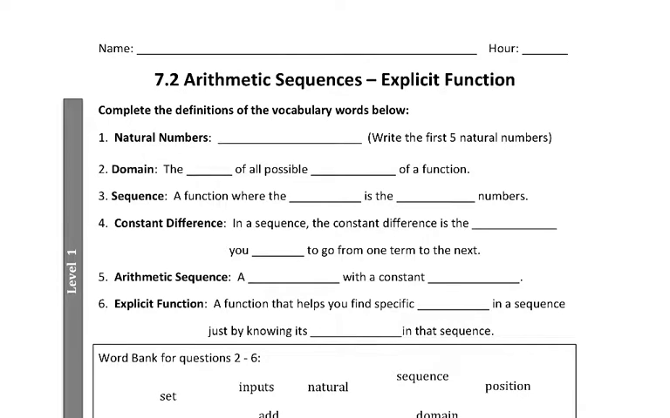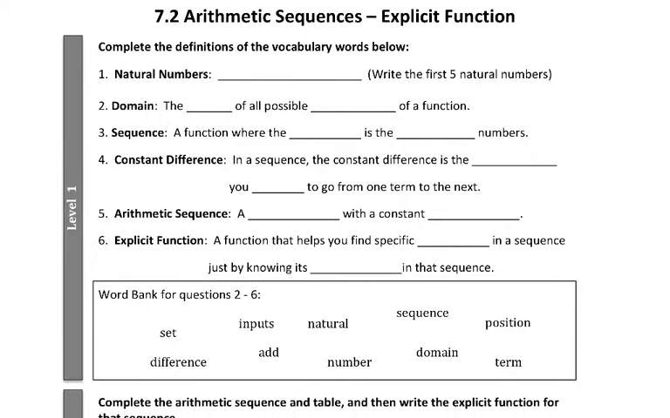Anyway, so we need to know a bunch of vocabulary words this unit. So for these level 1 questions, we've got this word bank down here that's going to help us. So let's just talk about it. The natural numbers are the numbers that you count naturally. Like if I ask you to start counting, you would say 1, 2, 3, 4, 5, and they would just go on and on.